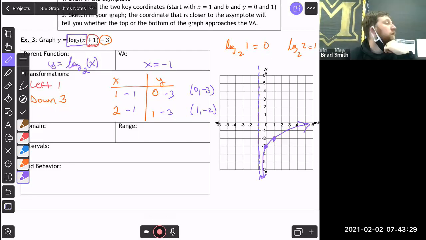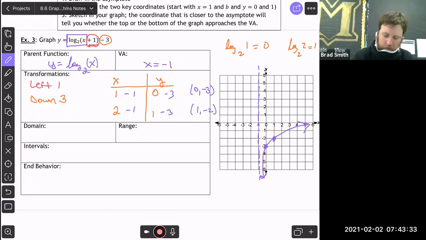Cool. All right, now let's walk through our characteristics. Again, I don't like memorizing things. So how far left does this go? Okay, it goes to negative 1, right? How far right does the graph go? Positive infinity. It goes forever, right?